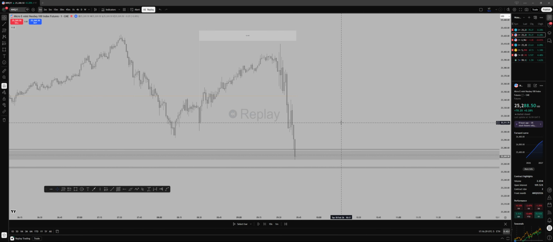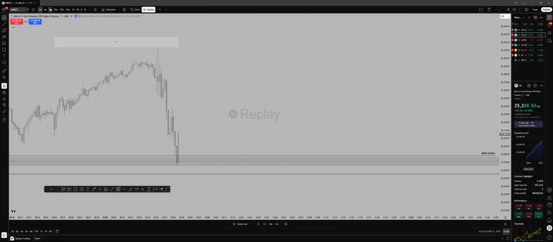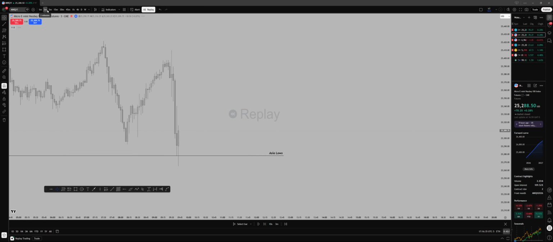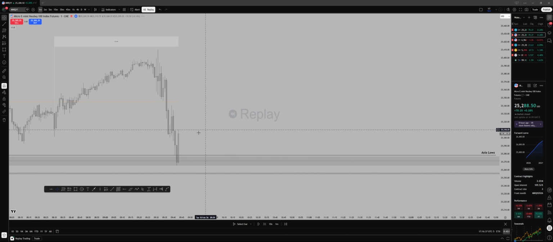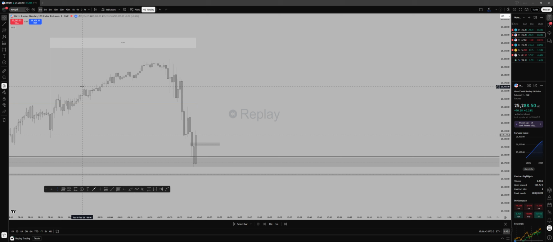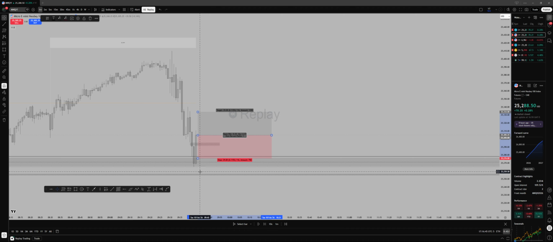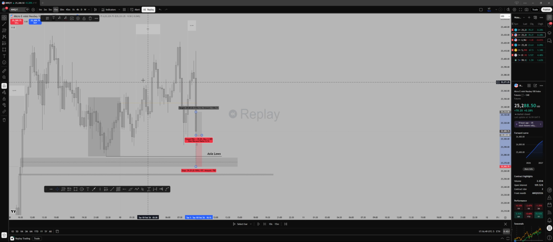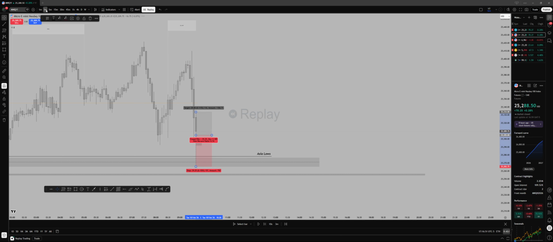So boom, swept, tapped into the fair value gap. And then what do we have here? So we want to take the highest time frame inversion. So looks like our highest time frame inversion is the 1 minute. So we take the 1 minute, right? After taking Asia lows, we can enter a long position, stop loss at the low, and we can go ahead and target an unmitigated gap.